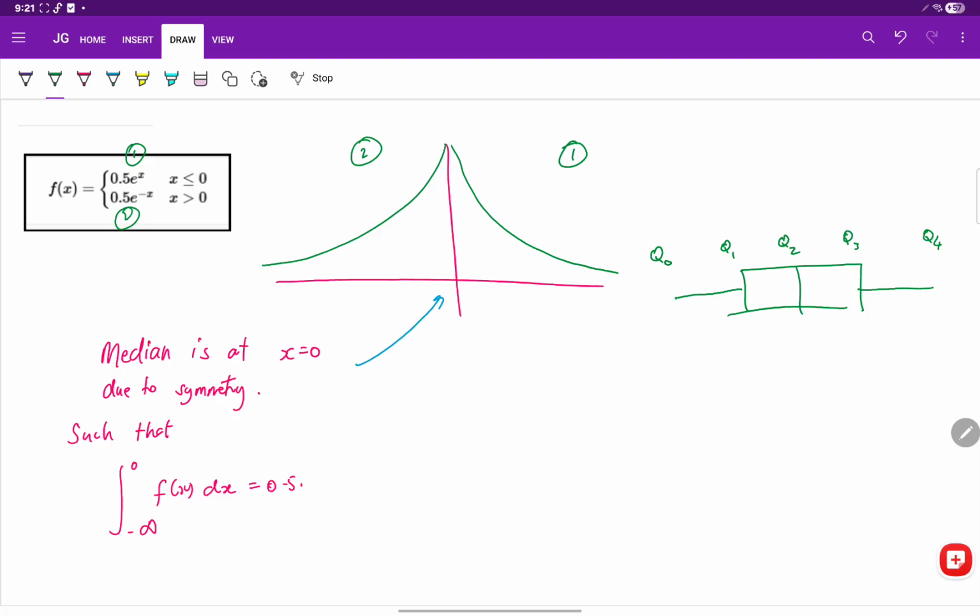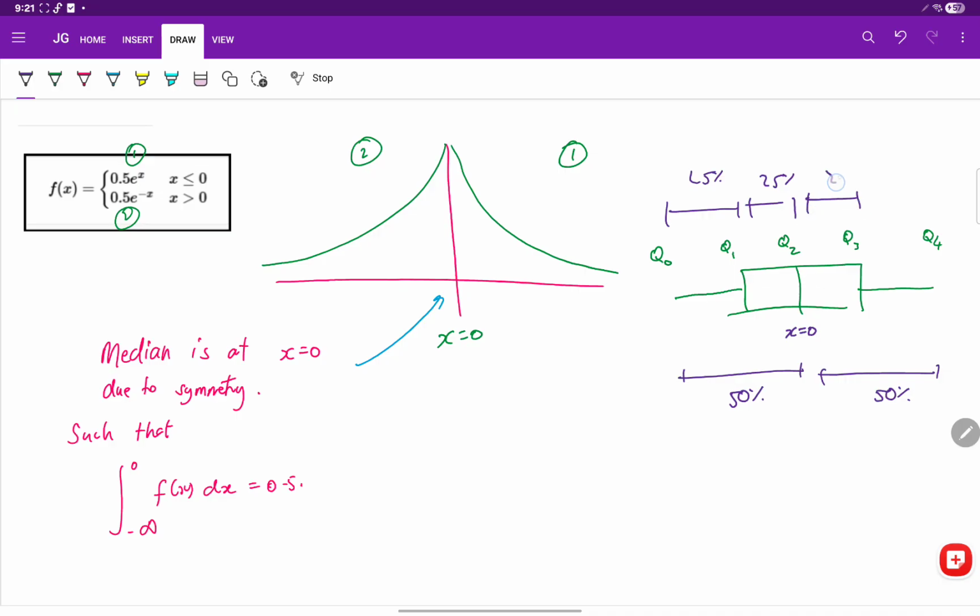So what we can do is first understand that due to symmetry, the median is going to be at x equals 0. If we relate this to a box plot, I've drawn this box plot here to give you some other visual, x equals 0 will be the median. The median covers 50% below, and there is 50% more above to be covered. And when we're talking about quartiles, each quartile is worth 25%.